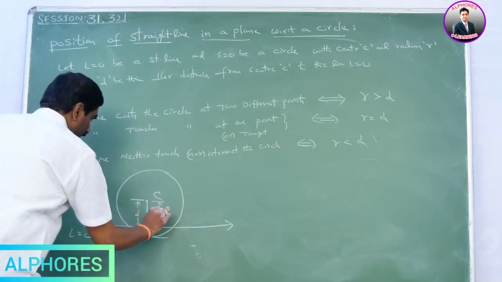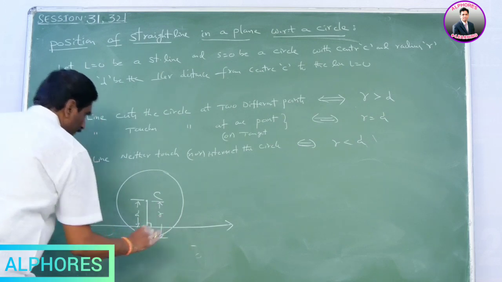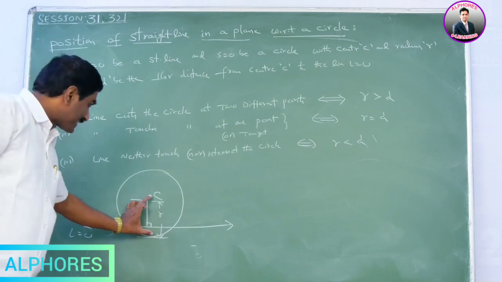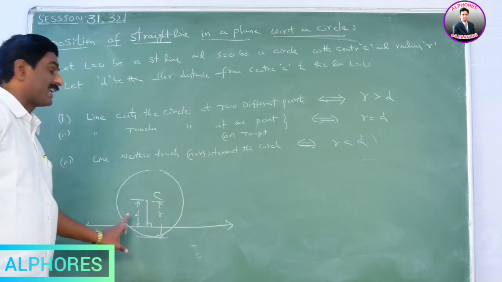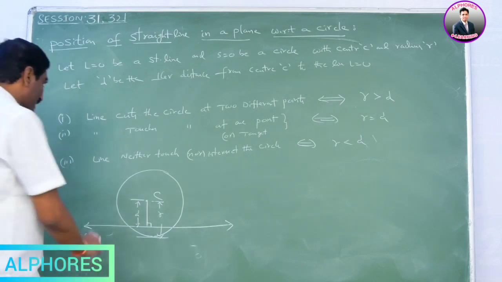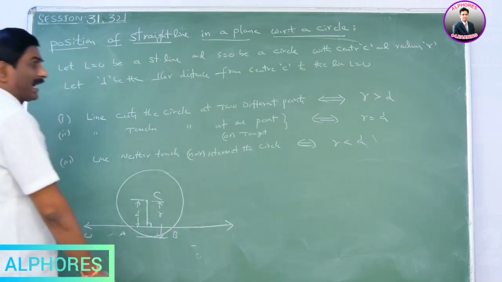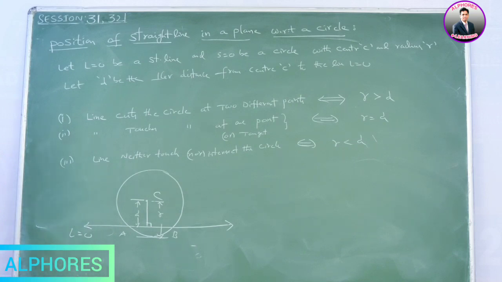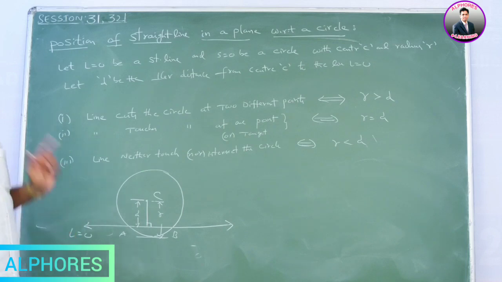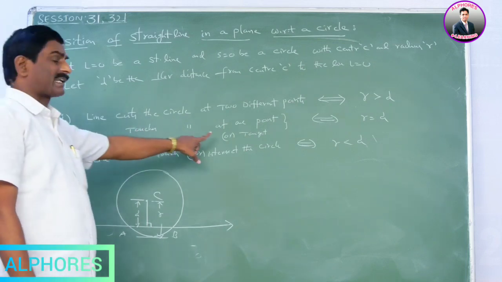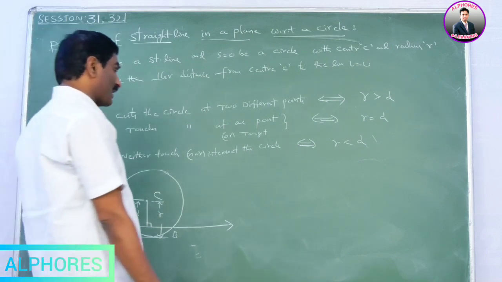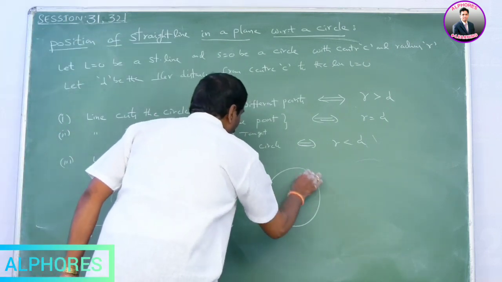Please note this diagram. In this case, the perpendicular distance from the center to the line is D. The radius is this. Clearly, R is greater than D, or D is less than R, both are the same. If R is greater than D, then the line cuts the circle at two different points A and B. Okay. Next, if the line touches the circle at one point, that is, the line is a tangent to the circle, that is if and only if R is equal to D.